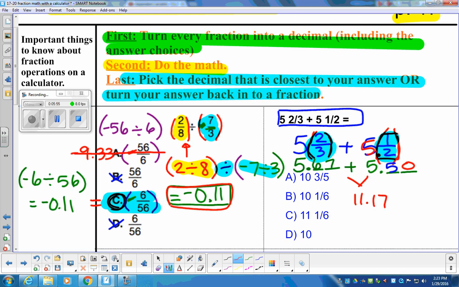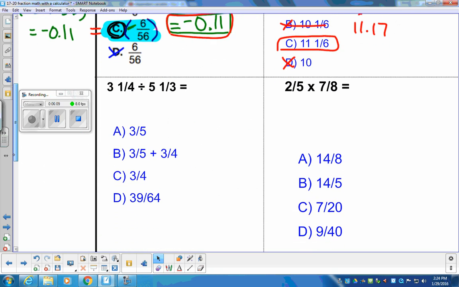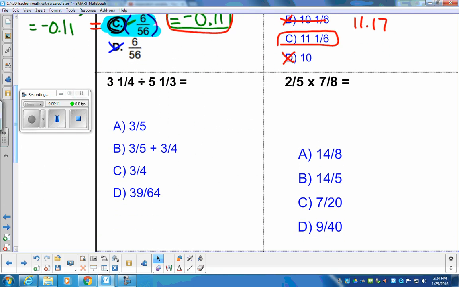$11.17. Looking at my possible answer choices, A is out, B is out. I'm looking for $11.17. That one's looking good. And D is out. So C is the correct answer, just using mental math with plug and chug into our calculator. Okay, group, let's keep rolling here.